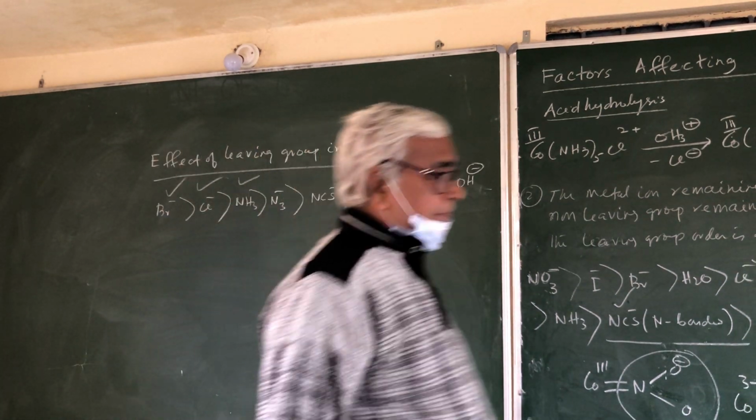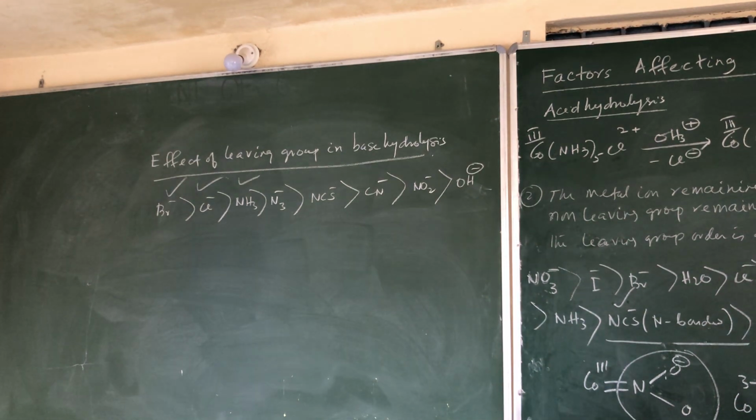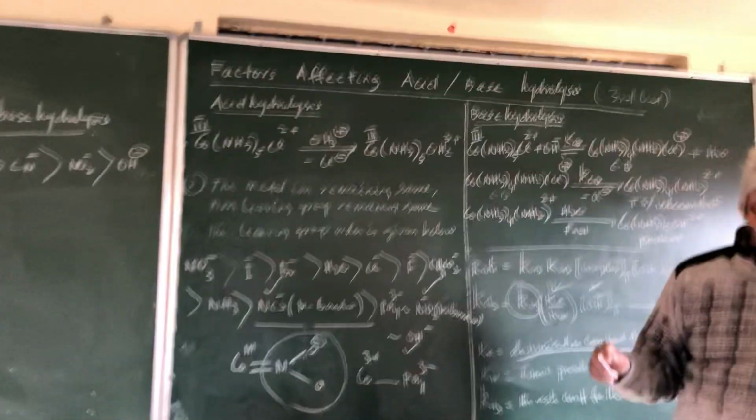So the K value remaining same, higher will be the KCB, higher will be the rate of the base hydrolysis reaction.